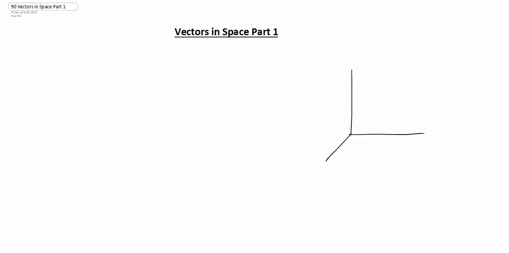Once again, if you think of the x-axis here as coming out of the screen, and then here we have our y-axis, and then going up and down would be the z-axis. And we had before our standard unit vectors, where i was equal to the horizontal component. Well, here i is going to be 1, 0, 0. So that's the unit vector, i, coming straight out of the screen, 1 unit.